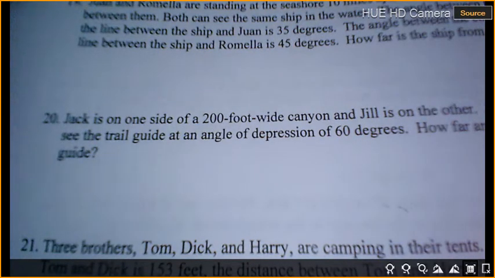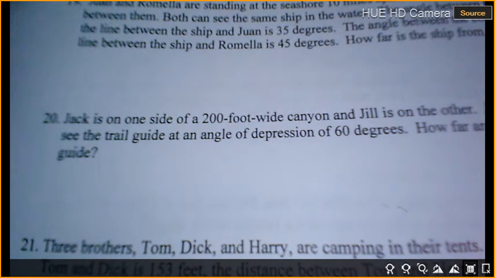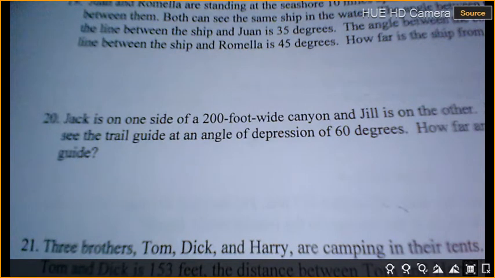Jack is on one side of a 200-foot wide canyon. Are we listening in the back? Are we stopped talking? Are we actually paying attention to what's going on? Thanks. Jack is on one side of a 200-foot wide canyon. Jeez. And Jill is on the other. Jack and Jill can both see the trail guide at an angle of depression of 60 degrees. How far are they from the trail guide? Anybody else see this and go, what are we talking about? Yeah. Story problems are fun like that.